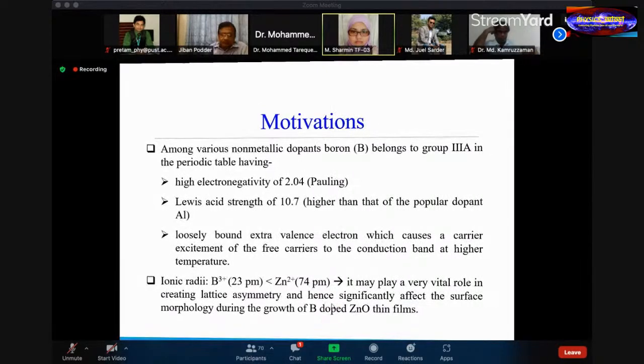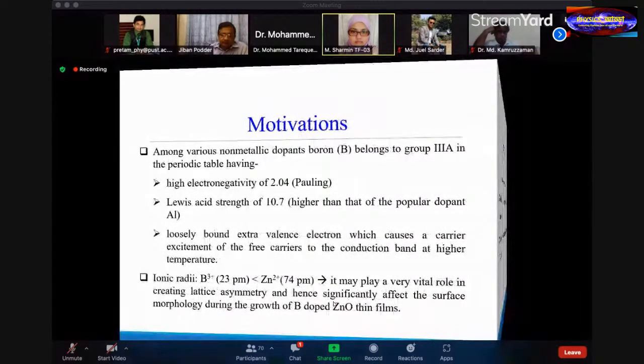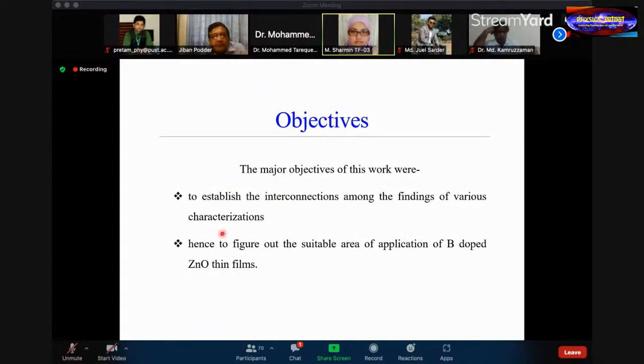So the major objectives of the work were to establish the influence among the findings of various characterizations, and hence to figure out the suitable area of application of boron-doped zinc oxide.